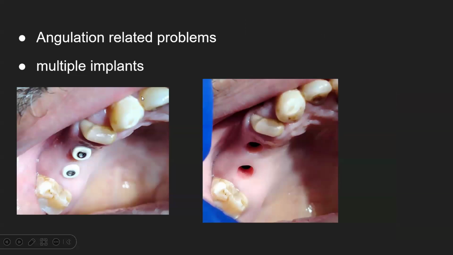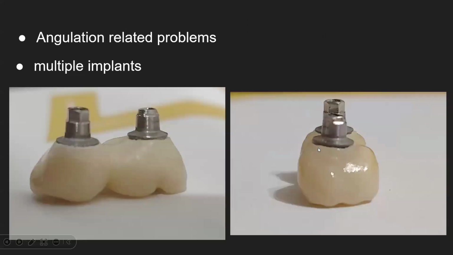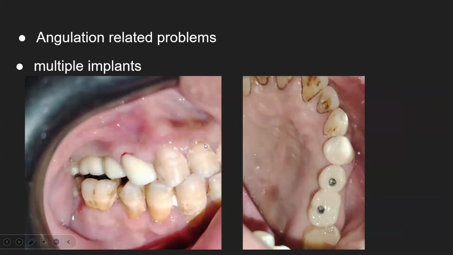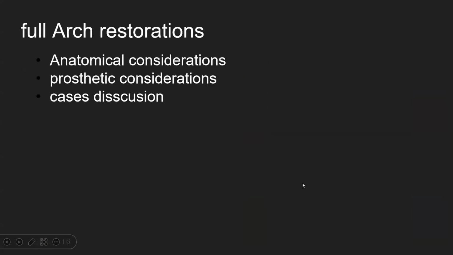Let's see cases of multiple implants. These are two implants. They seem from this view to be absolutely parallel, but they are not, because in the other plane they are not perfectly parallel, not 100% parallel. So we choose to use one hexed abutment and one non-hexed abutment, and then we landed them safely and passively.